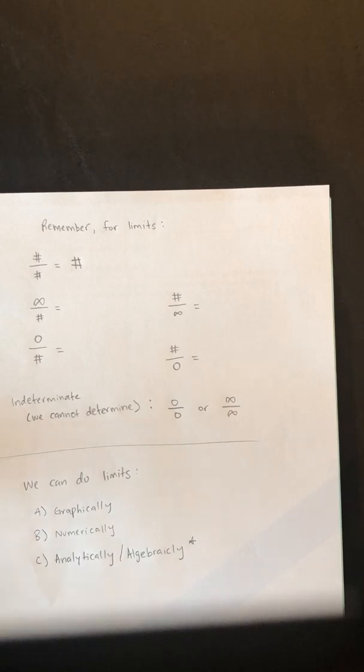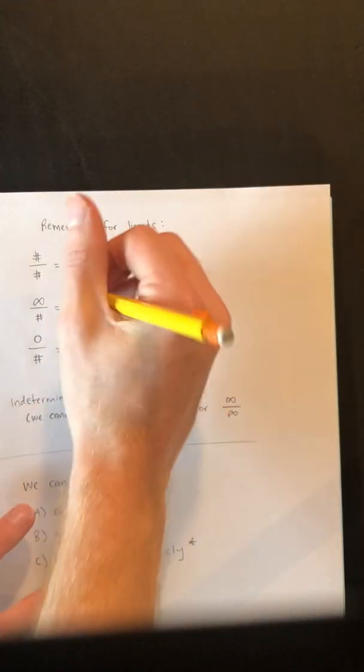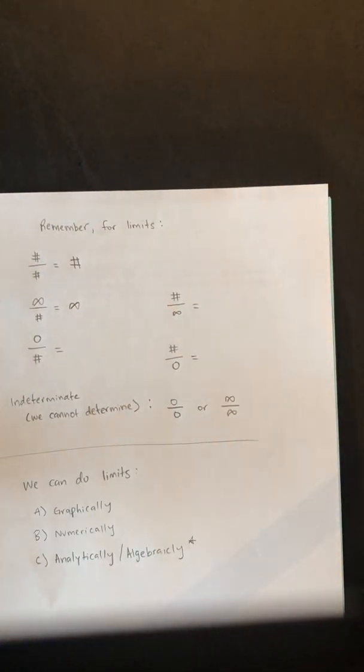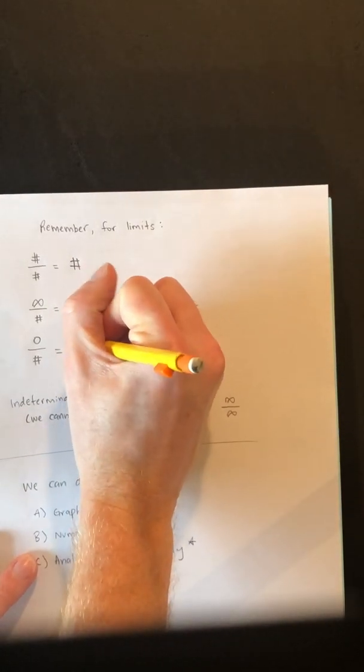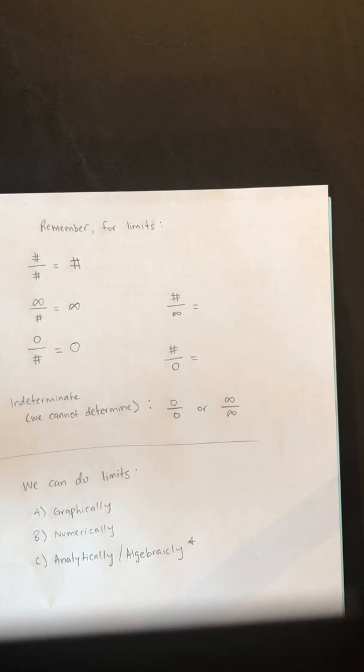If I get infinity over a number, when I go through and evaluate a limit, well, infinity divided by a number is just going to end up being infinity. That's an answer. It's a weird answer, but it's a perfectly good and acceptable answer. Or if I get a 0 divided by infinity, that's also really easy. 0 divided by anything is 0. So that's not a problem. Ever having a number in the denominator, you're always going to get an answer, no problem.